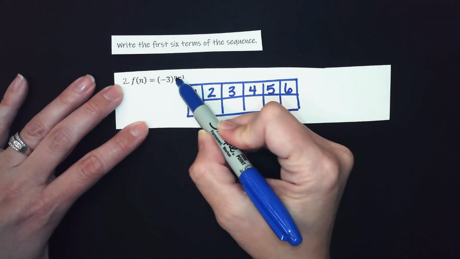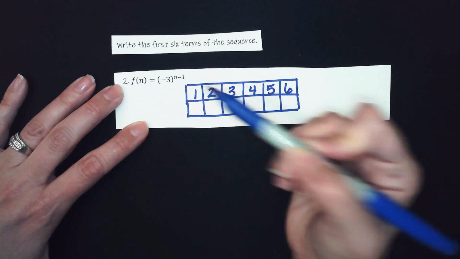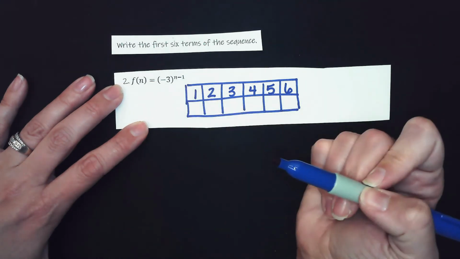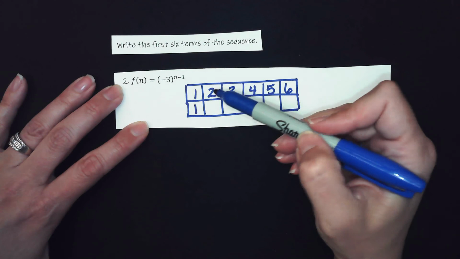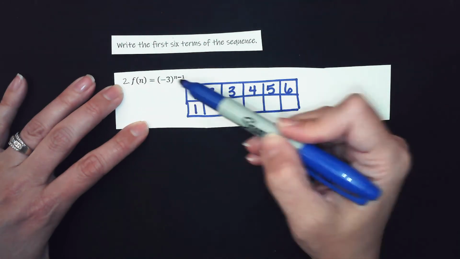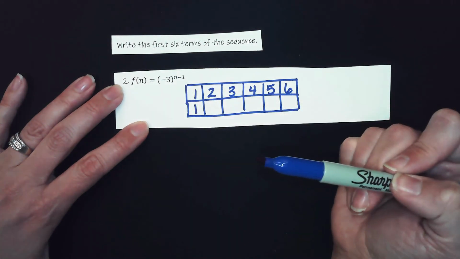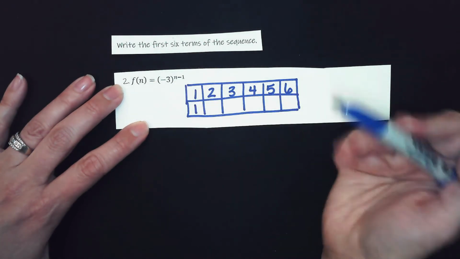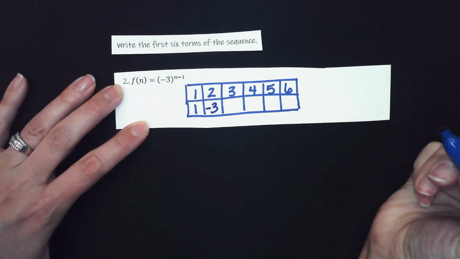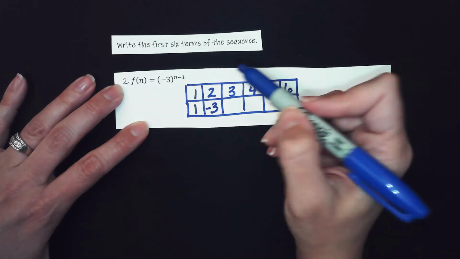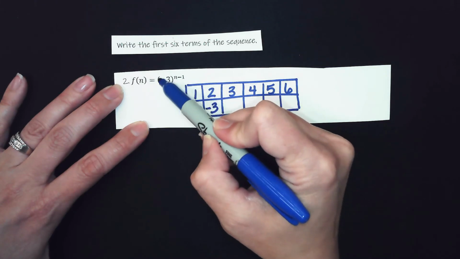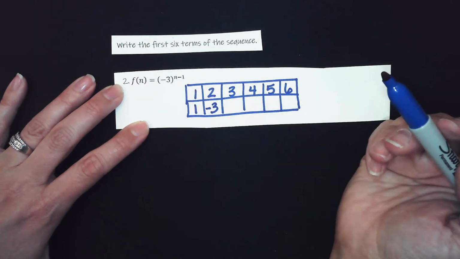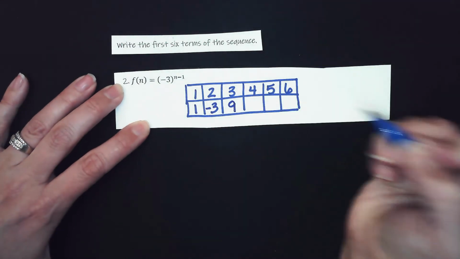I plug 1 in for n, so I get a power of 0. Negative 3 to the power of 0 is 1. Then I'm going to plug 2 in. 2 minus 1 is 1, so I have negative 3 to the first power, which is negative 3. 3 minus 1 is 2, so I have all of negative 3 being squared, so you're squaring the negative as well, so that gives you a positive 9.